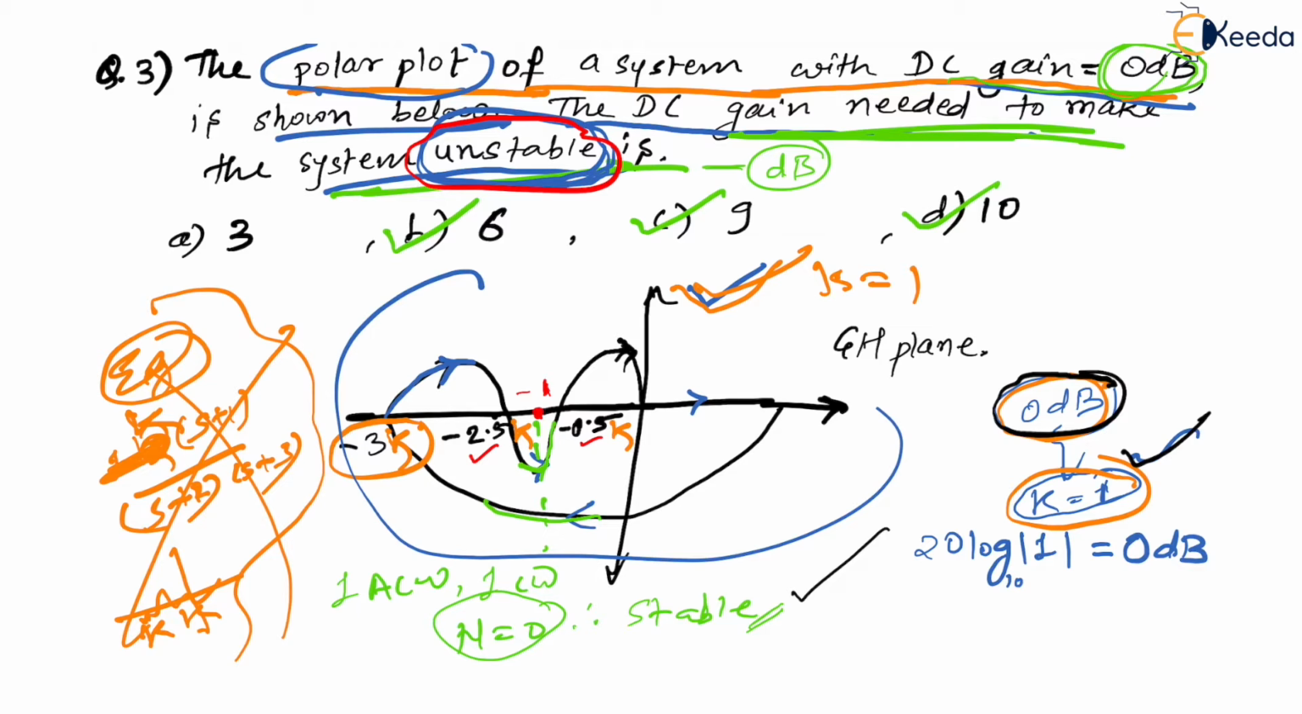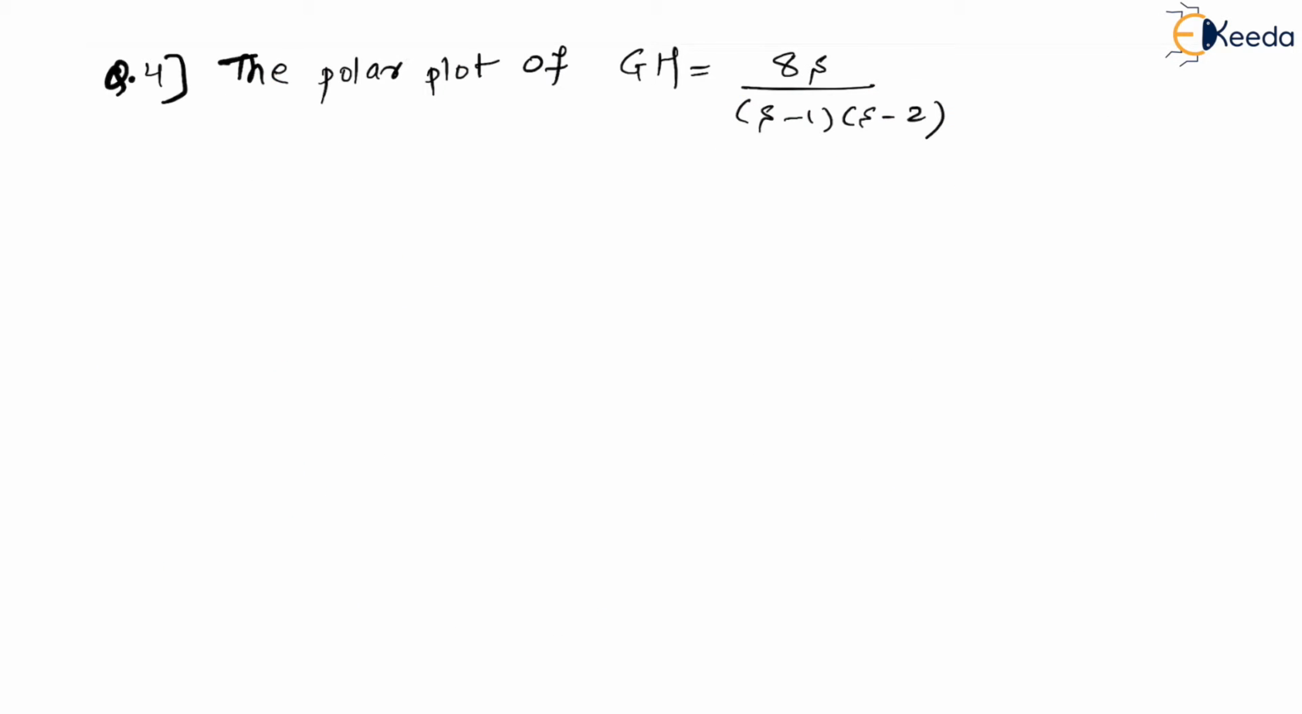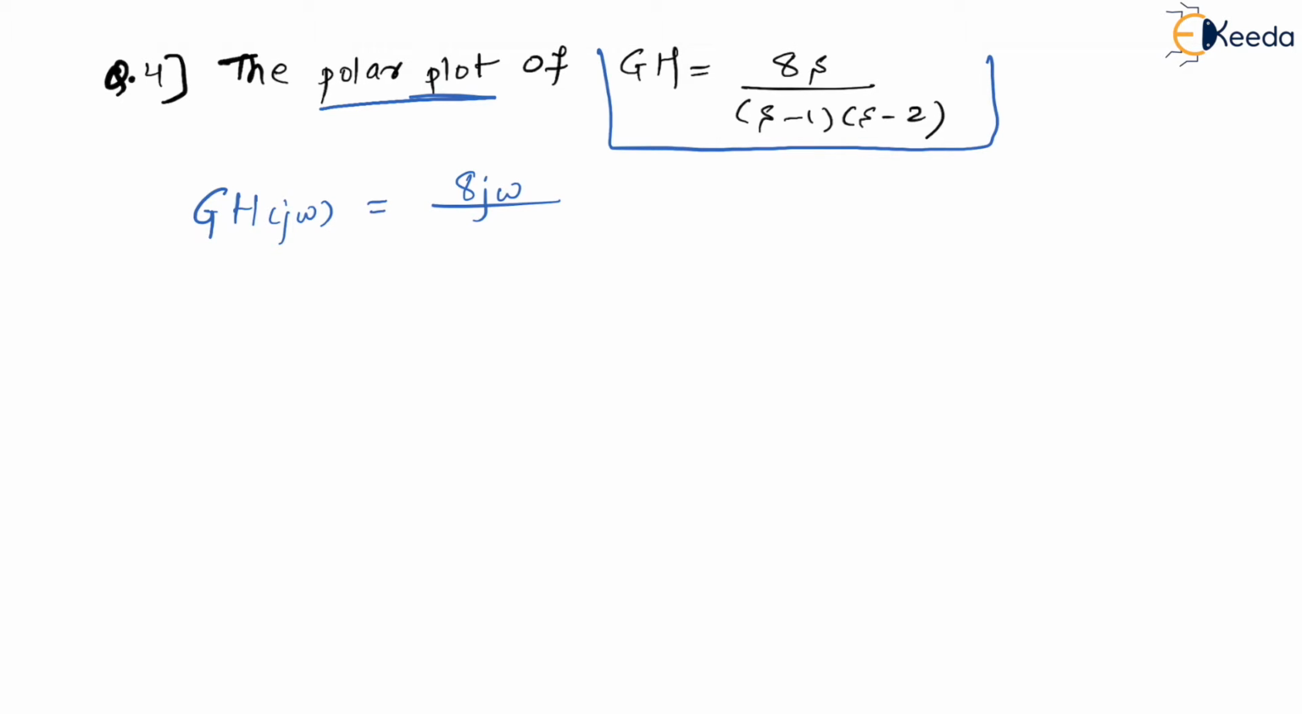Now let us think of another question. The polar plot of GH equal to 8s upon (s minus 1) into (s minus 2) is the question. The first thing we do is GH of j omega, which is equal to 8 into j omega upon (j omega minus 1) into (j omega minus 2), right?